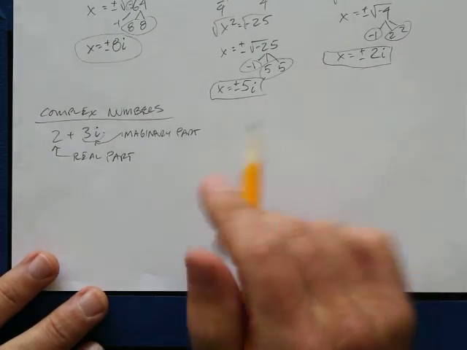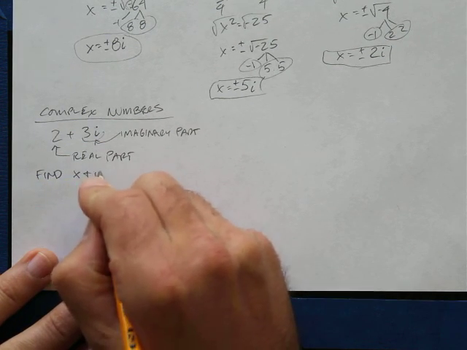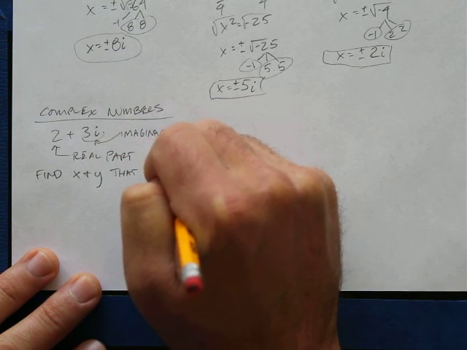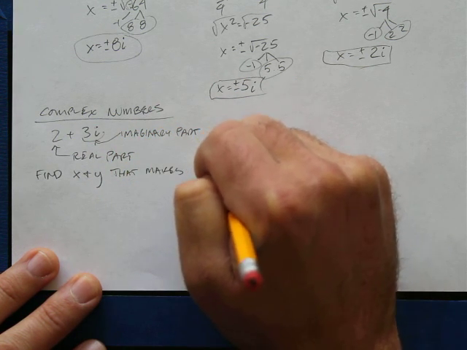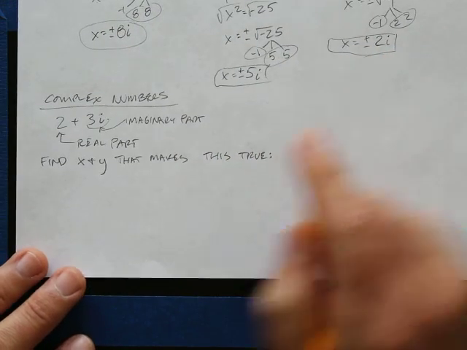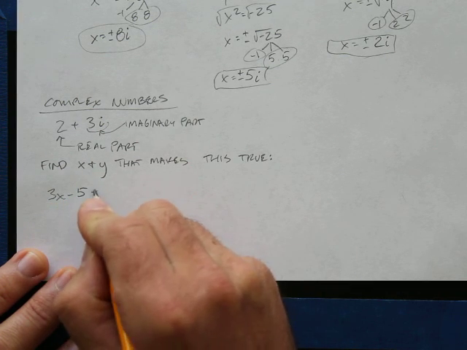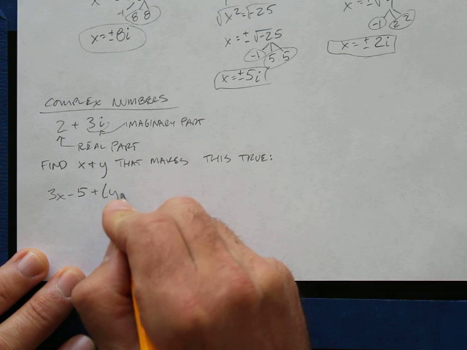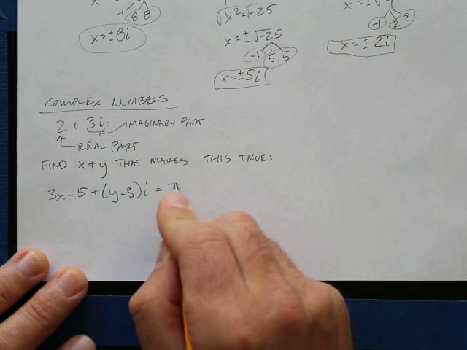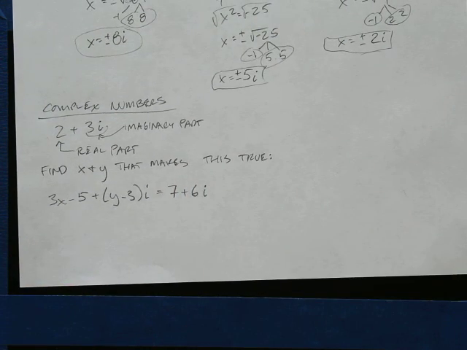So let's do an example. We're going to find x and y that make this true. So I've got (3x minus 5) plus (y minus 3) times i equals 7 plus 6i.